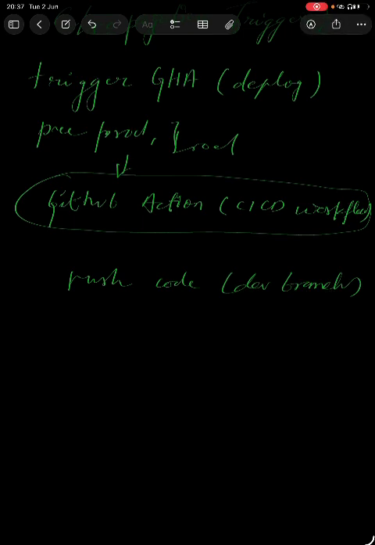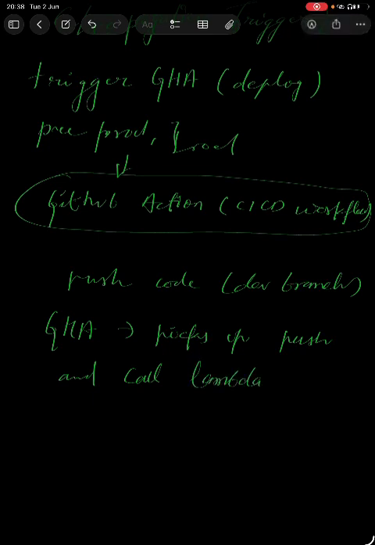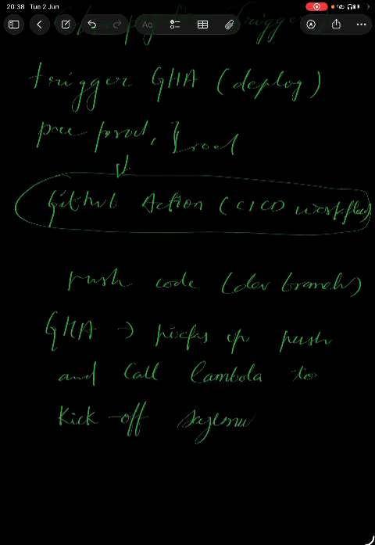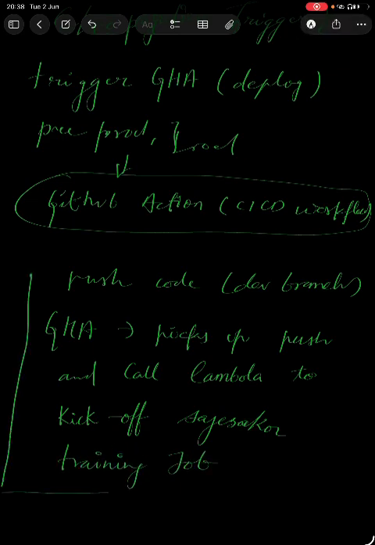Okay, and once the code is pushed to the dev branch, GitHub Actions picks up the push and calls Lambda to kick off SageMaker training job. Okay, so this is how it will happen.